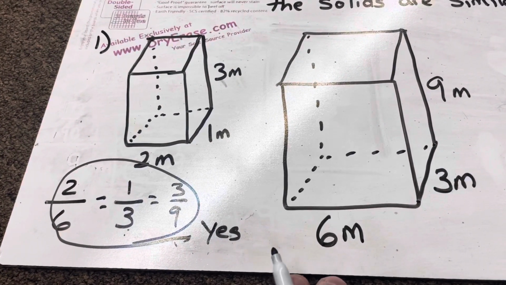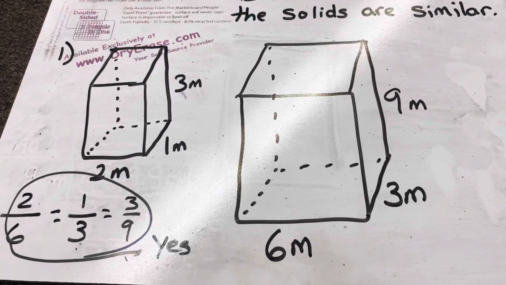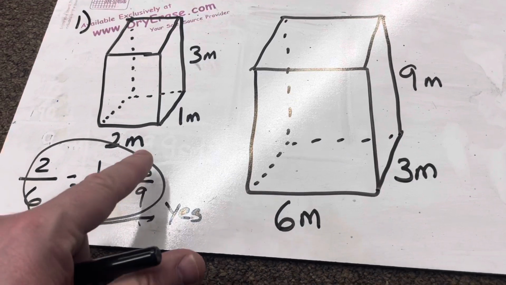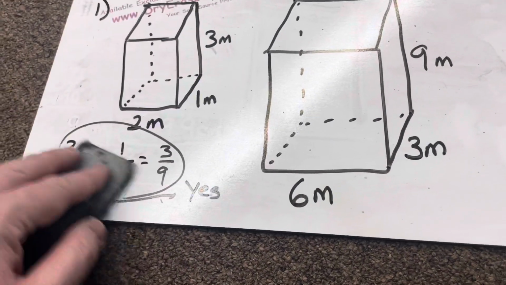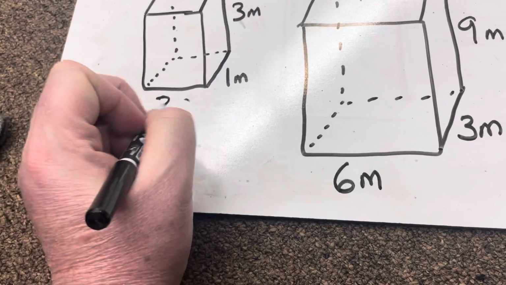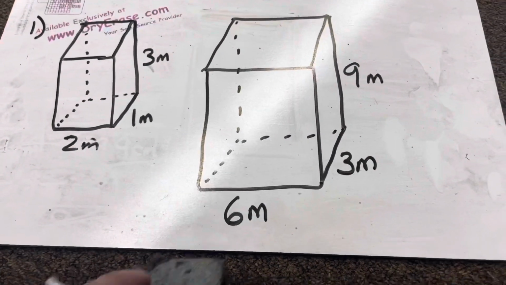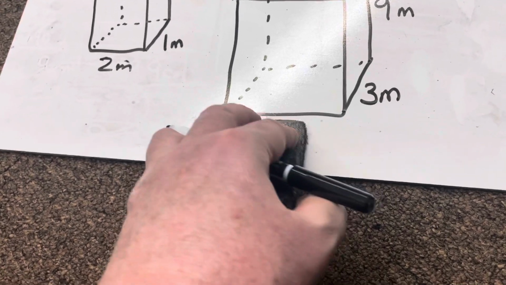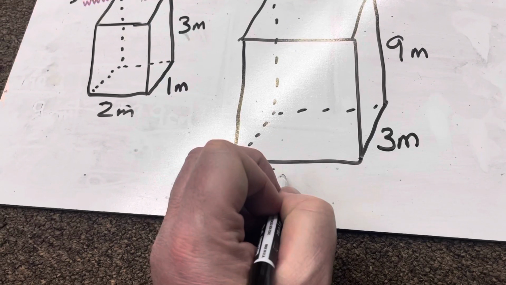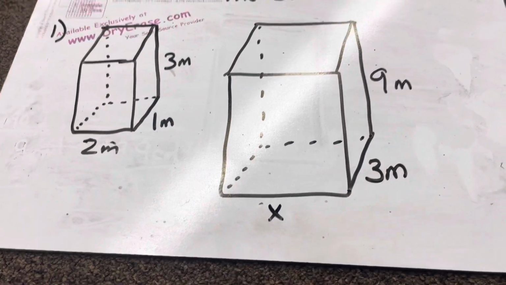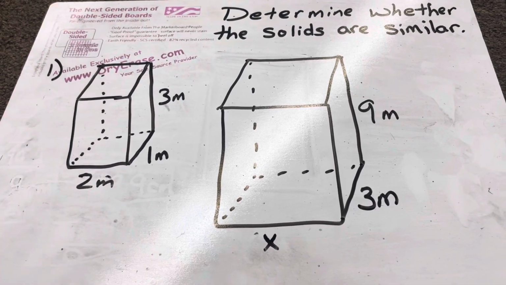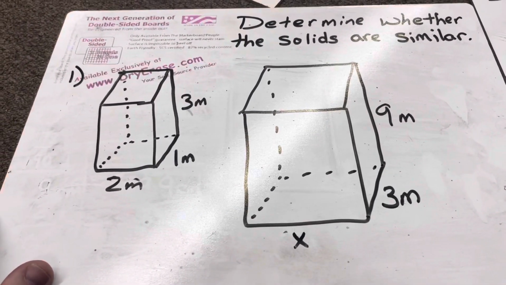Now, if you were ever to get a situation, which you will, and I'm going to use this same example right here, let's say that a dimension is missing. So I'm going to go ahead and erase this. I'm going to put back in our 2 meters. And let's say a dimension is missing, such as this 6. And it's just going to say, okay, this is X, whatever.